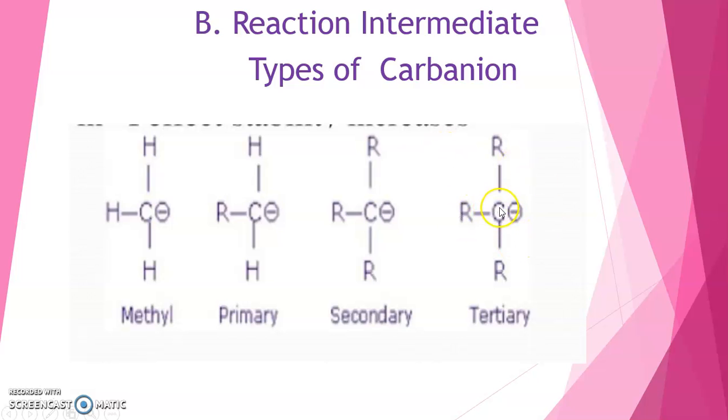And a carbanion in which negative charge is present on the tertiary carbon atom, which in turn is attached to three different carbon atoms, is known as tertiary carbanion. So overall, three types of carbanions are there: primary carbanion, secondary carbanion, and tertiary carbanion.